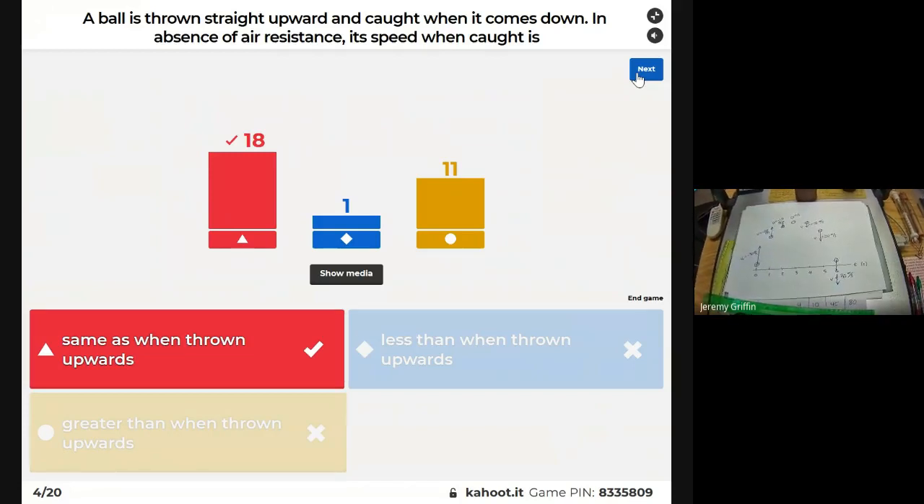You could have also approached what were we trying to answer. We're trying to answer if you throw something up at some speed, what's the speed when you catch it? And you guys see it's the same speed, just opposite direction, right? Okay. The same magnitude of velocity. That's what speed is. Speed is the magnitude of velocity.